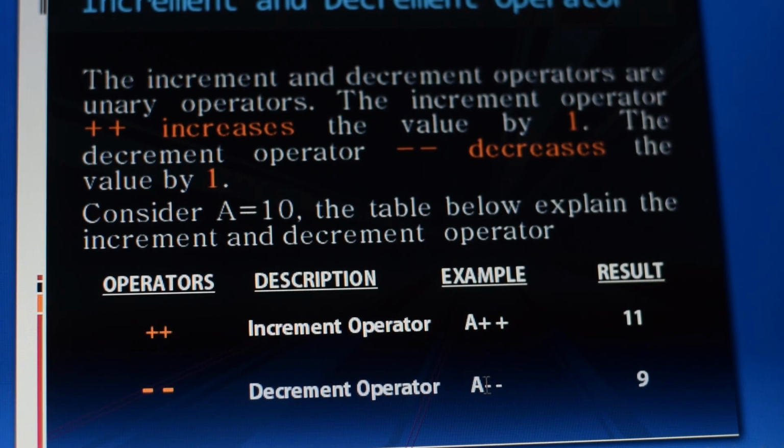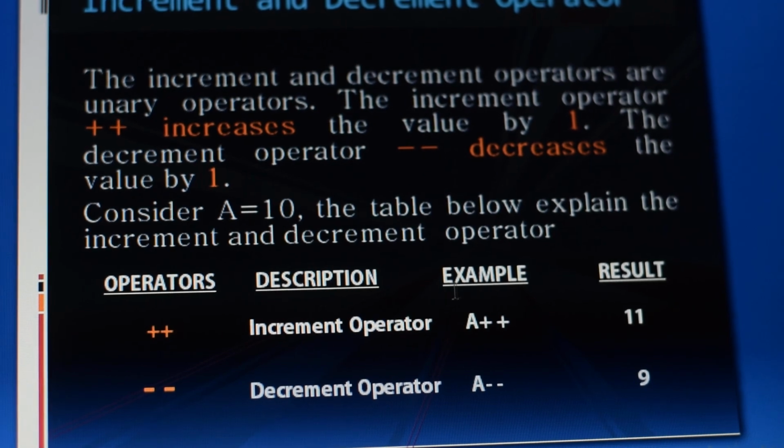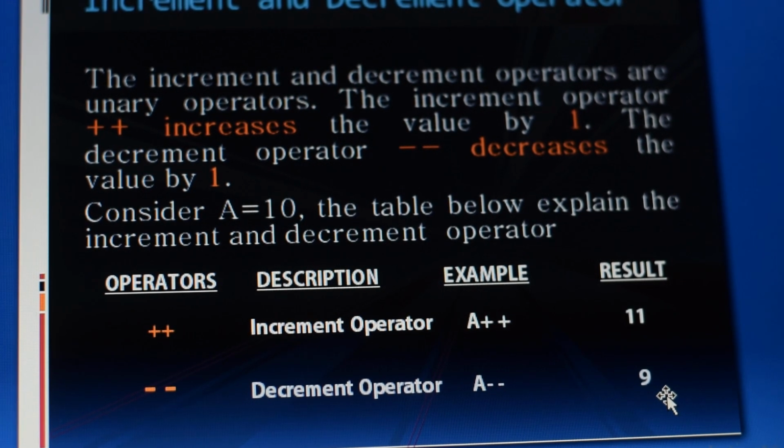And the value of A is 10. In the decrement operator, what happens? It decreases the value by 1. So 10 becomes 9. That's all for today.